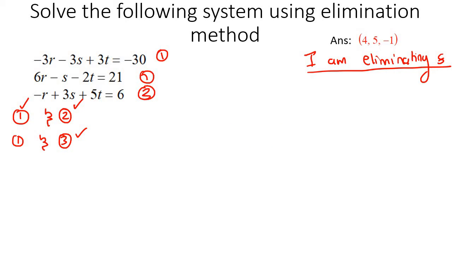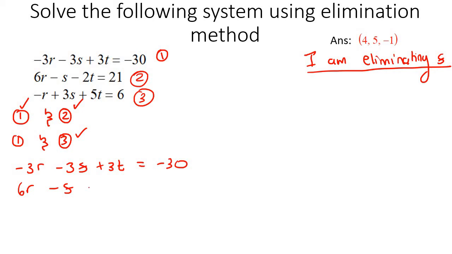You're going to make sure that you're doing one of each. You must be doing one of each. And that's equation number 3. So let's start with equation number 1 and equation number 2. So we're just going to say minus 3r minus 3s plus 3t equals negative, what? 10, bro? Negative 30. And then we're going to take equation number 2. So that's 6r, take away s, take away 2t equals 21.